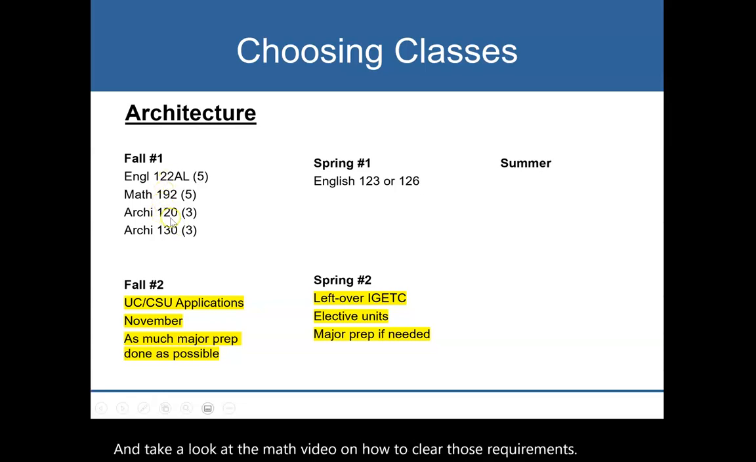We have our Architecture 120 or Architecture 130. Again, these are ideal. If you miss one, it's fine. You can still transfer in 2 years. If you miss 2, it's fine. You can still transfer in 2 years. But as I've noted here, we want to get as much of that major prep done as possible. So these 4 classes are going to be a really good plan, a really good option to start with.